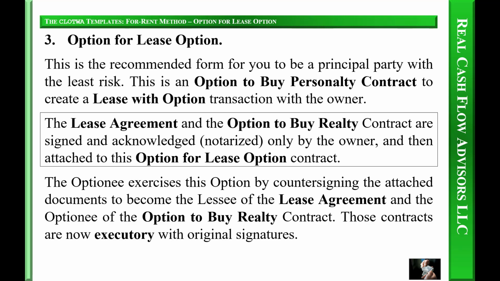The optionee exercises this option by countersigning the attached documents to become the lessee of the lease agreement and the optionee of the option to buy realty contract. Those contracts are now executory with original signatures.